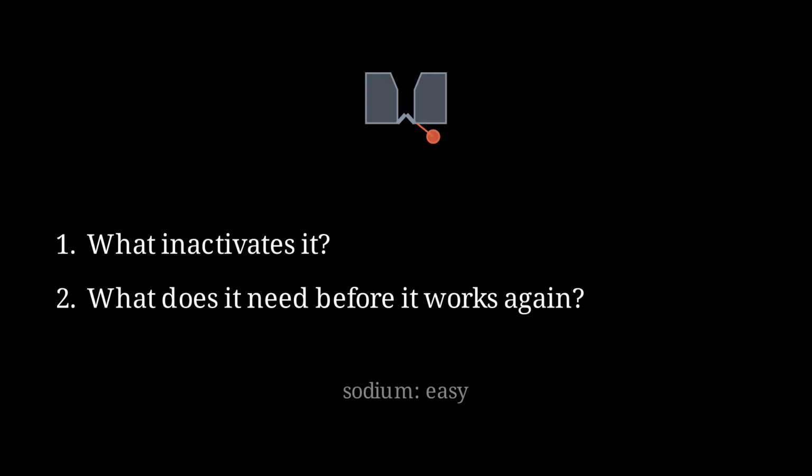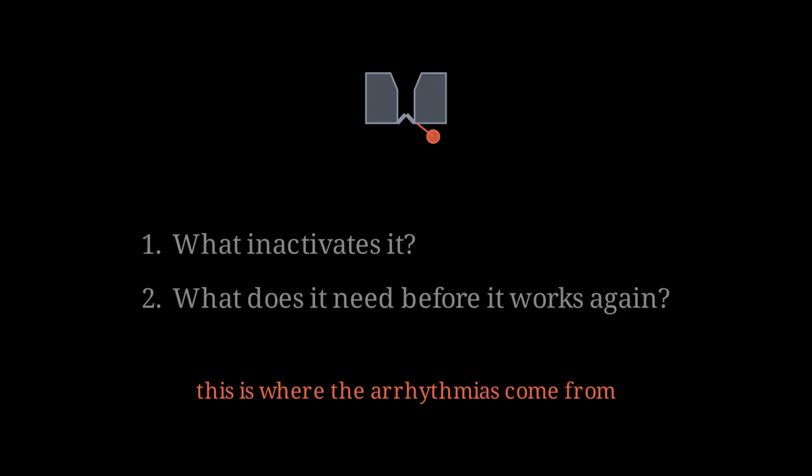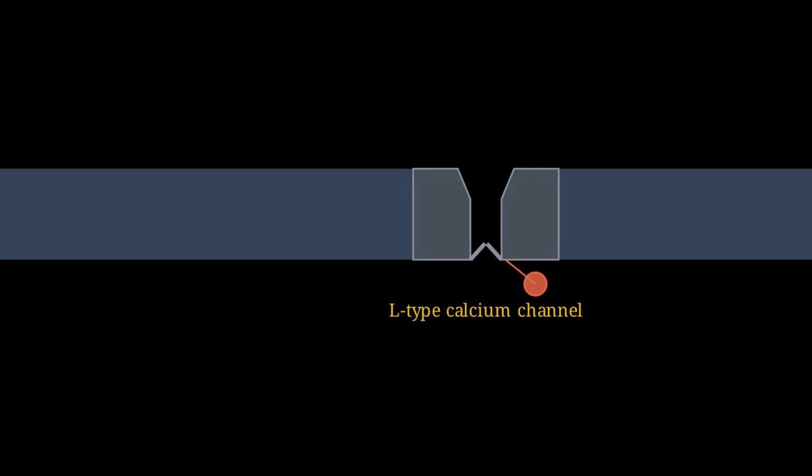Sodium channels have an easy answer to both. Depolarization inactivates them and repolarization resets them. But calcium and potassium are more interesting, and their answers are where the arrhythmias come from. Let's start with calcium. It comes through the L-type voltage-gated channel.